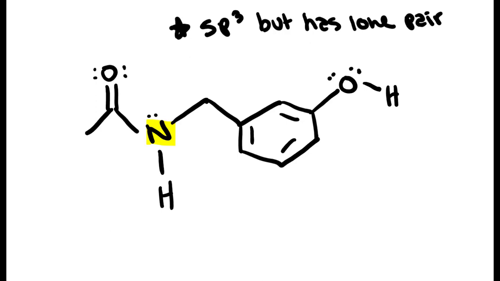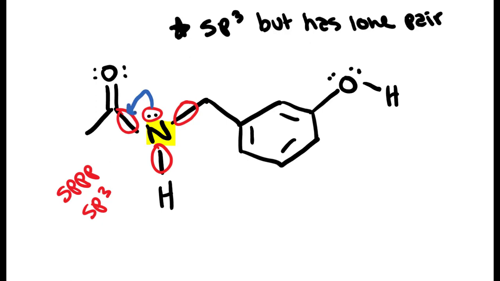The nitrogen has a single bond, a lone pair, a single bond, and another single bond. So this nitrogen appears to be SPPP, which would be SP3. However, because the lone pair can participate in resonance, meaning it is delocalized, we are not going to count that lone pair. So the true hybridization would only be counting the 3 single bonds. So the nitrogen instead is actually not sp3 hybridized. It is actually going to be SPP or sp2 hybridized.